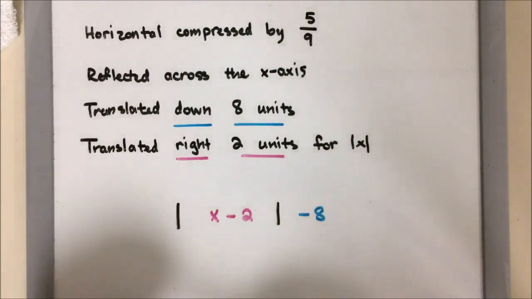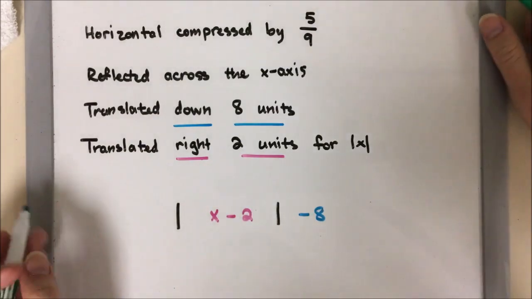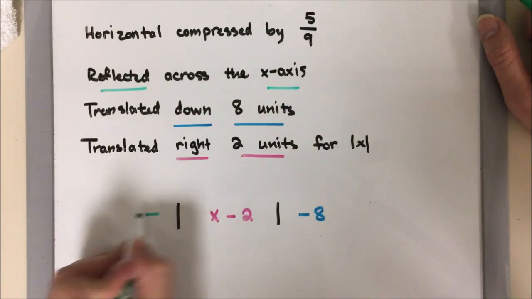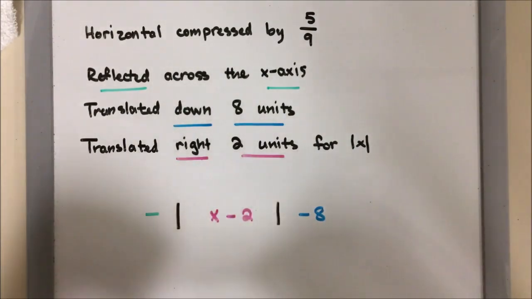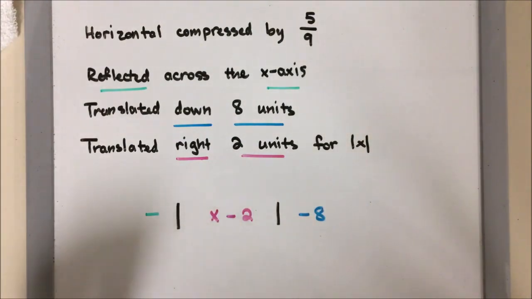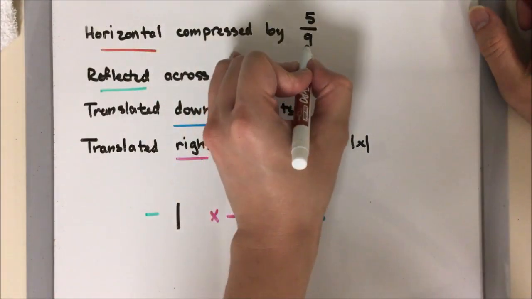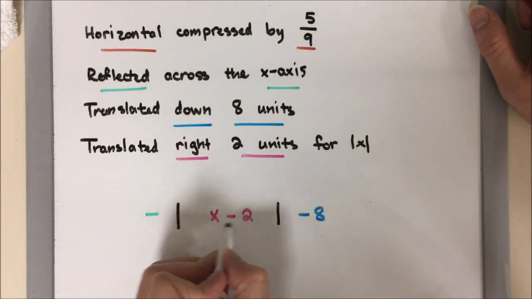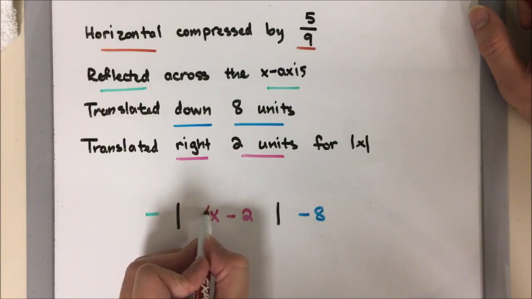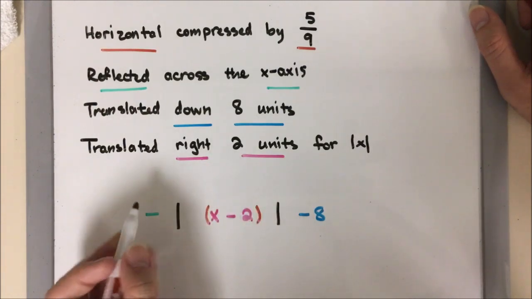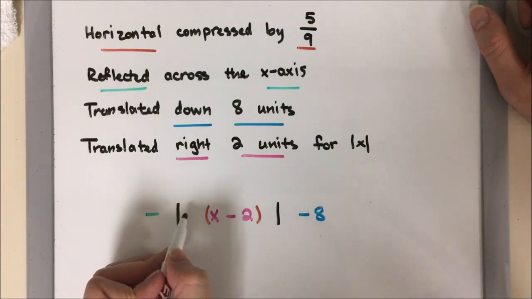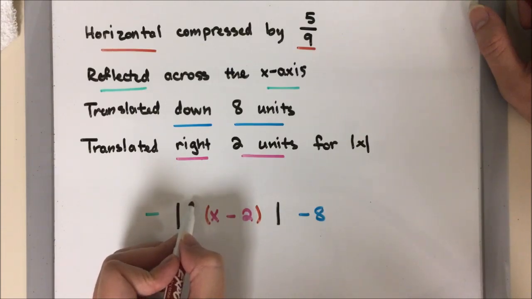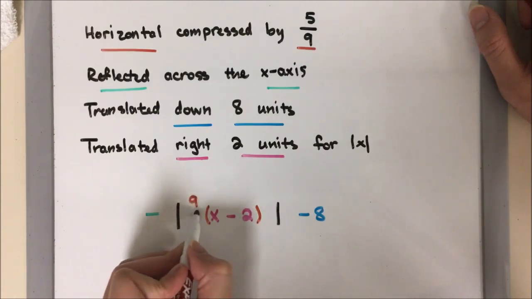Alright, next. Reflected across the x-axis means it's a negative sign that's going to be outside the absolute value lines. And then last, the horizontal compressed by 5/9. Horizontal means that it's going to be inside. Since there's a number with the x already behind, I want to include a set of parentheses like this. So that means the fraction will be in front of x, but I'm going to write the reciprocal, so I'm going to write 9/5.